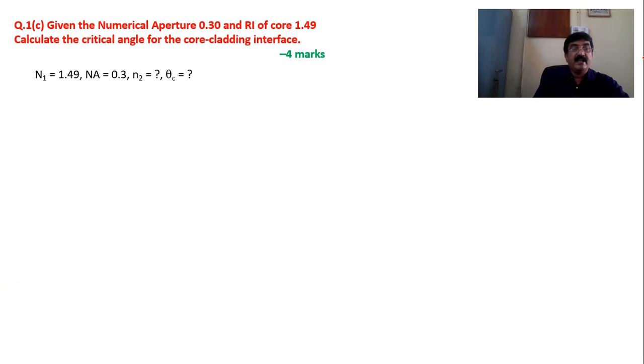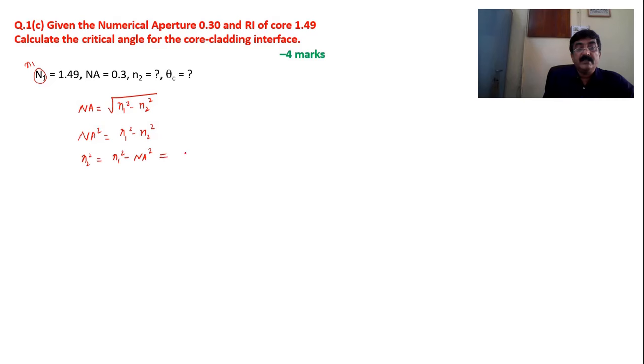Numerical aperture, n1, actually it should be small n1. It is not capital N1, it is small n1. Now the numerical aperture formula, you know, is equal to the root of n1 square minus n2 square. Square on both sides. Numerical aperture whole square is equal to n1 square minus n2 square. Please find out n2 square now. It is n1 square minus numerical aperture square. That is, n1 is 1.49 square minus 0.3 square.